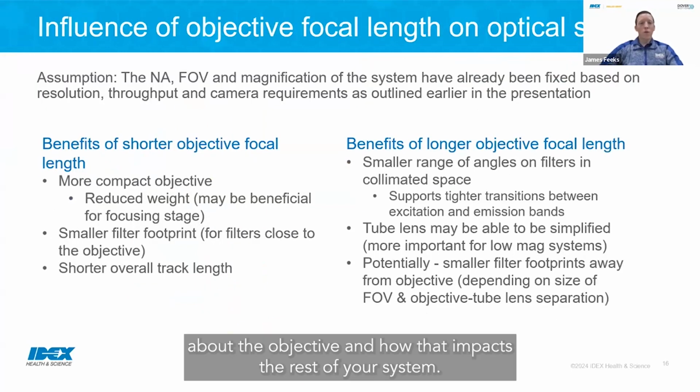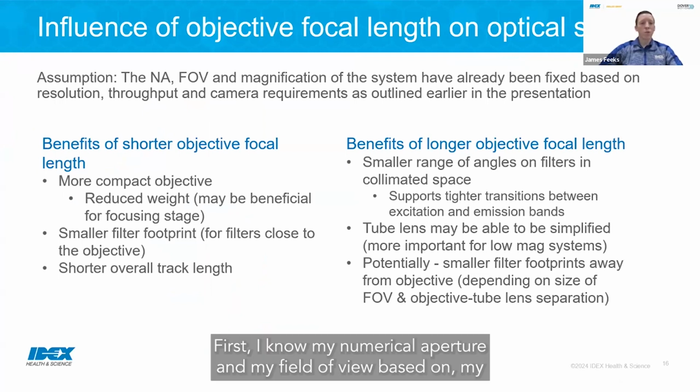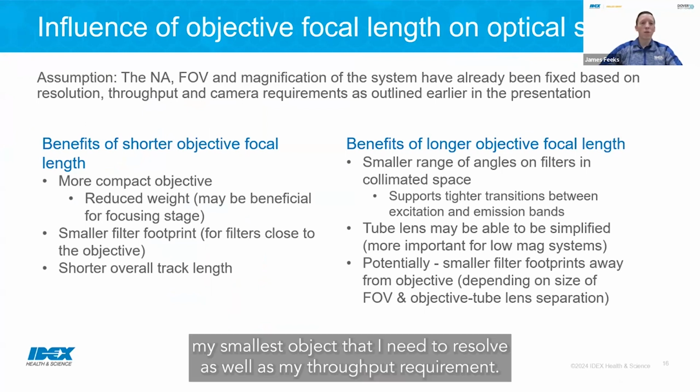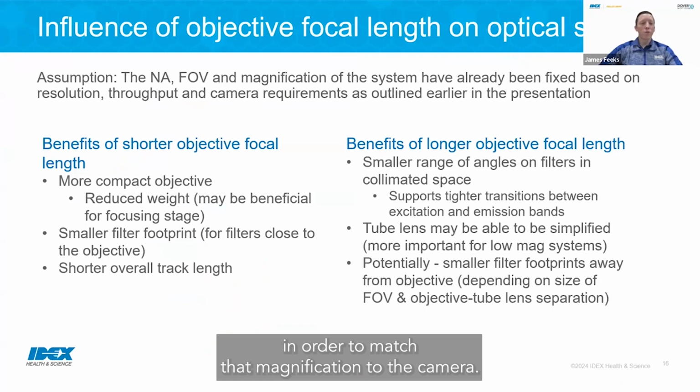So now thinking a little bit about the objective and how that impacts the rest of your system. Again, I'm making a couple of assumptions based on some of the previous content, right? First, I know my numerical aperture and my field of view based on my smallest object that I need to resolve, as well as my throughput requirement. And I've set my magnification now in order to match that magnification to the camera.